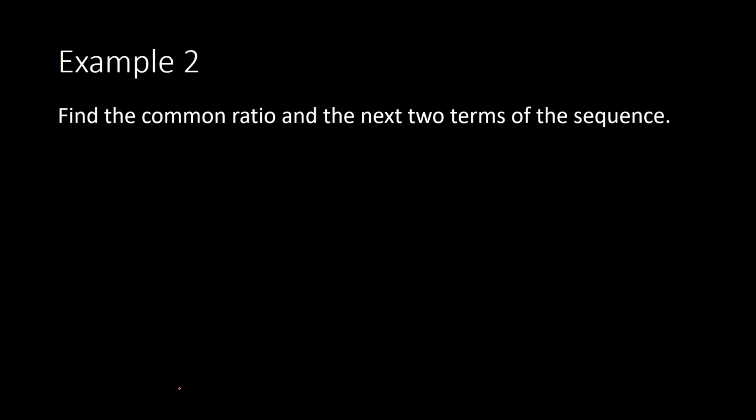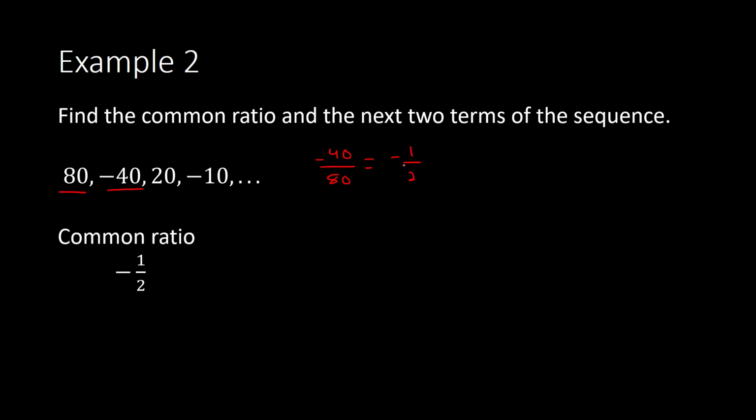Here's another example where we have 80, then negative 40, then positive 20, and then negative 10, etc. So the common ratio, remember, is what you're multiplying by to get from term to term. Or the other way to think of it is we can take a number, say negative 40, and divide by the number before it. So negative 40 divided by 80 would give me negative 1 over 2, which is my common ratio.